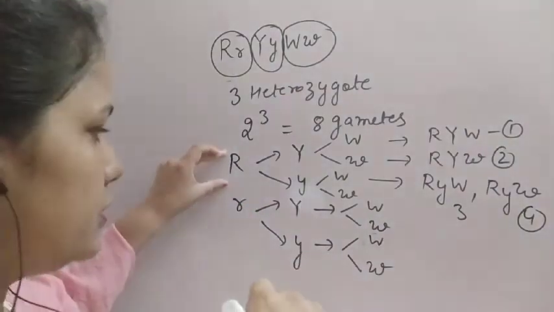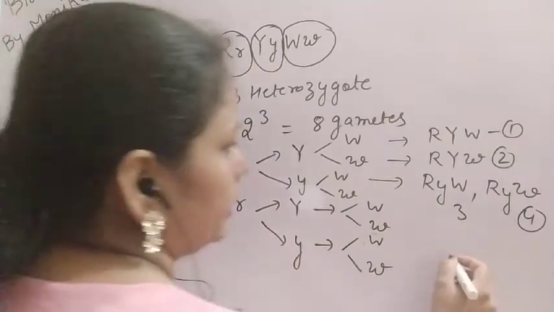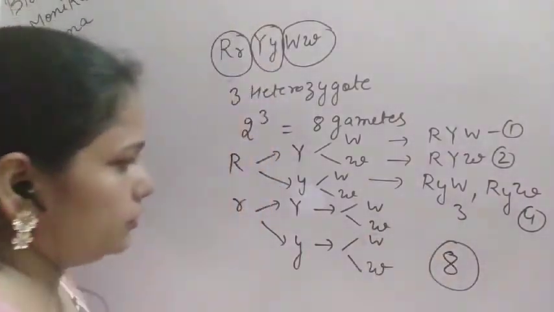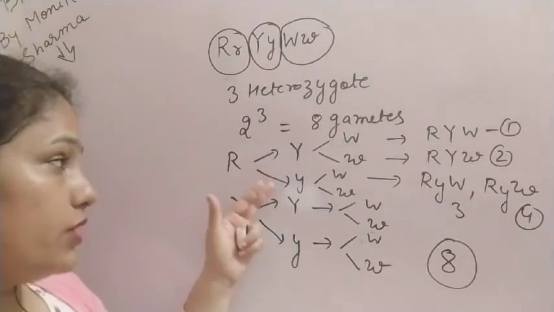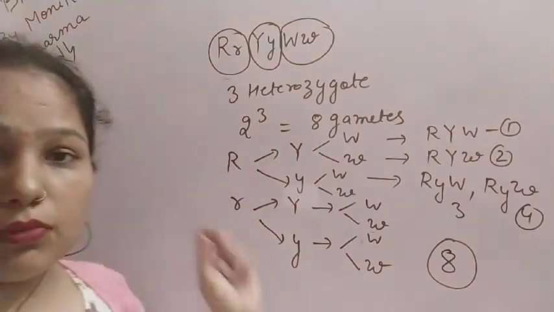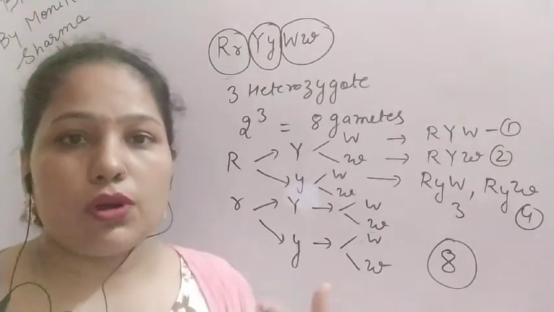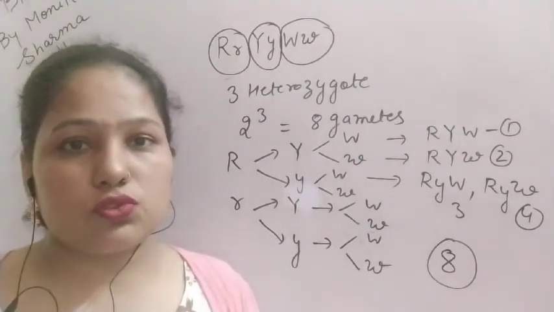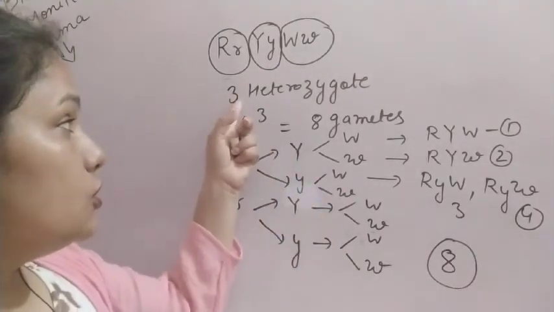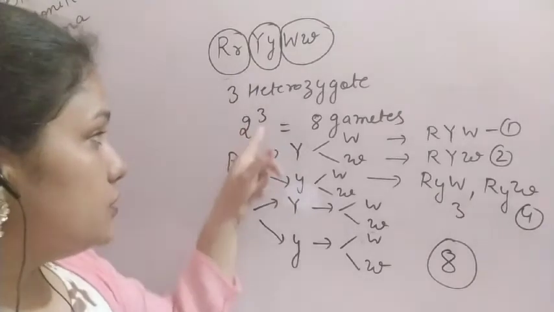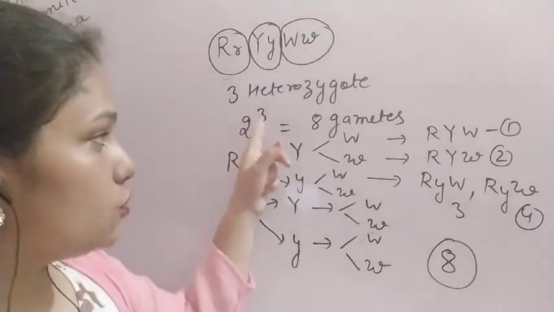So 4 from this and 4 from this. So how many total gametes are formed? 8 gametes will be formed. The rest you can solve by yourself. So how many gametes will be formed in this? Because there are 3 heterozygotes, the number of gametes is 2 raised to the power n, where n is the number of heterozygotes. So the number of heterozygotes is 3, and 2 raised to the power 3 gives 8 gametes.